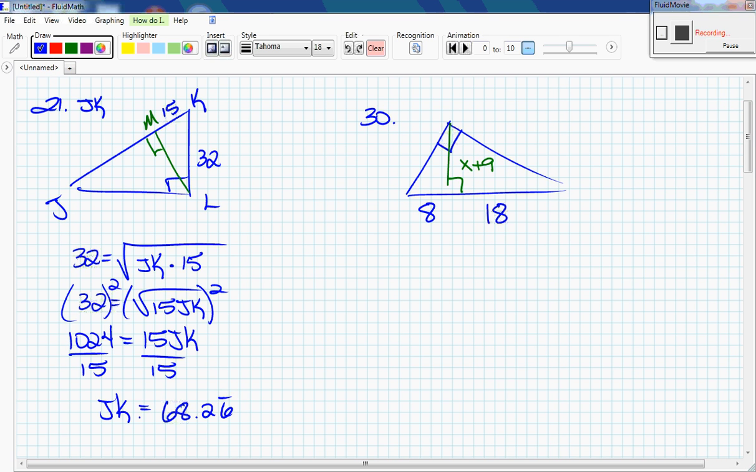68.26, with the 6 repeating, or as a fraction in reduced form, that is 1024 divided by 15. So either way would be fine. But that's how you solve JK.